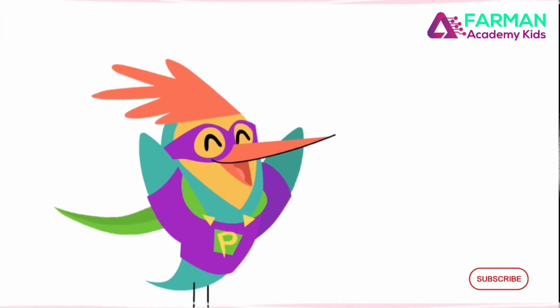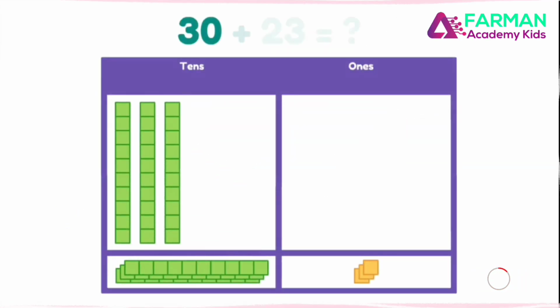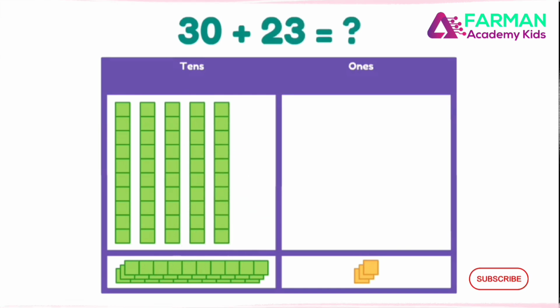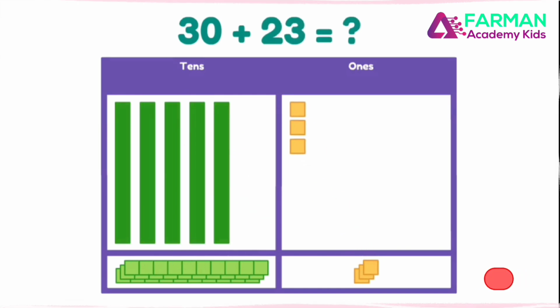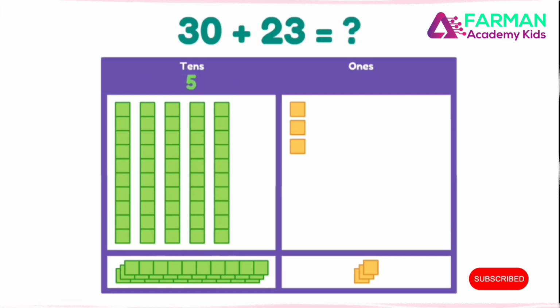I'm Super Pack! Let's add 30 and 23. These rods are made up of 10 blocks. There are 5 rods. 1, 2, 3, 4, 5. Oh, that's 50. And there are 3 blocks extra. That means there are 53. 5 rods and 3 blocks.